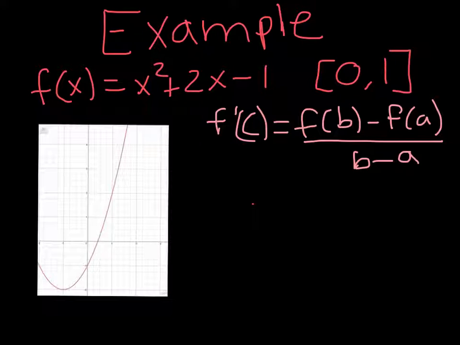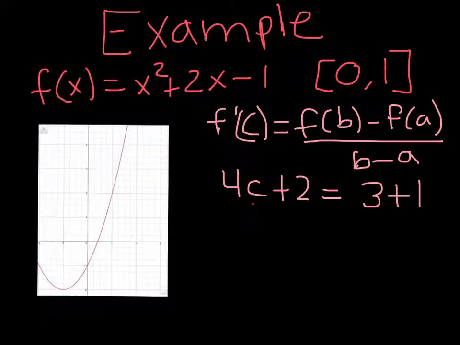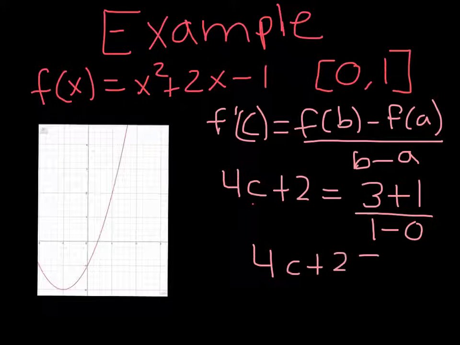So for f prime of c, we are going to find the derivative of our function. So we have 2x plus 2, which we're going to replace the x with a c, 2c plus 2 equals, we're going to evaluate the function at f of b, so we're going to have 2, then we're going to evaluate it at a, and we're going to have plus 1 when we evaluate it at a, all over 1 minus 0. So we are going to have 2c plus 2 equals 3, 2c equals 1, and c is going to equal 1/2.